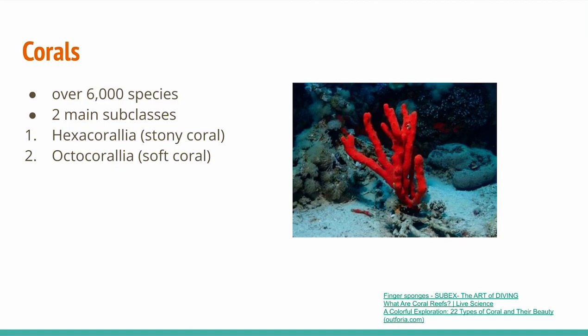The second subclass is known as Octocorallia, or soft coral. These are not involved in reef building. These types of corals are flexible organisms, often resembling plants and trees. As you can see in the picture, this is resembling a plant or a tree. This is an example of a finger sponge, and it would be known as a soft coral. These types of sponges live on subtidal rocky reefs.